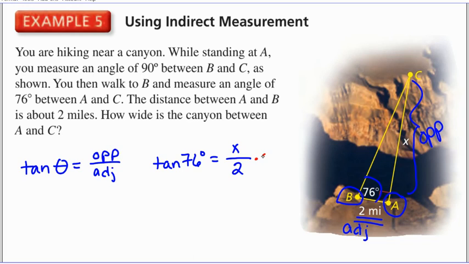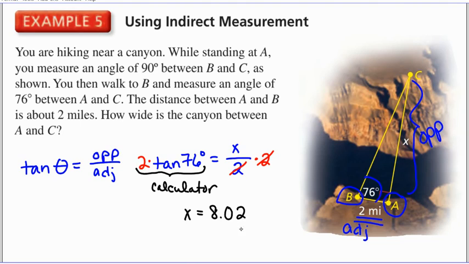When you multiply both sides of this equation by 2, you see that this cancels the denominator, and we can just plug x equals 2 times tangent of 76 into your calculator, and you find out that x is going to be 8.02, so approximately 8 miles across this canyon. So about 8 miles.